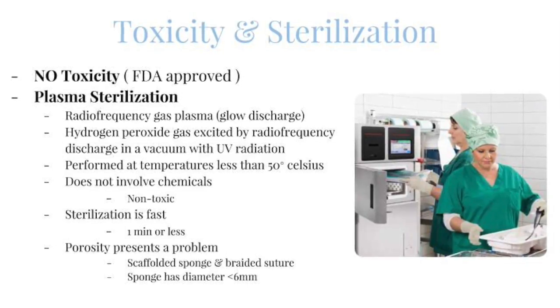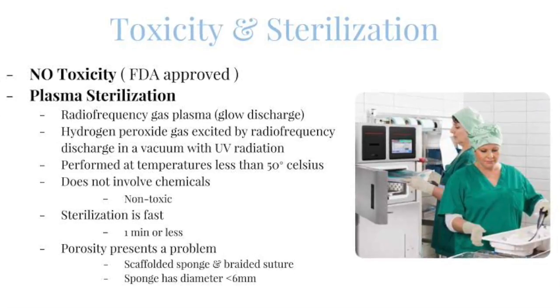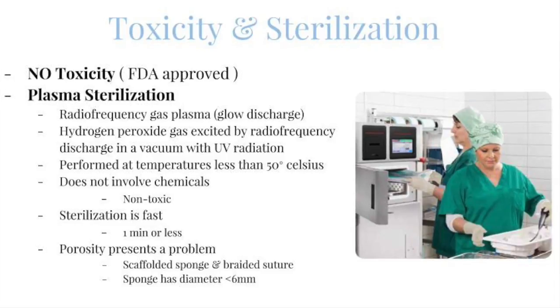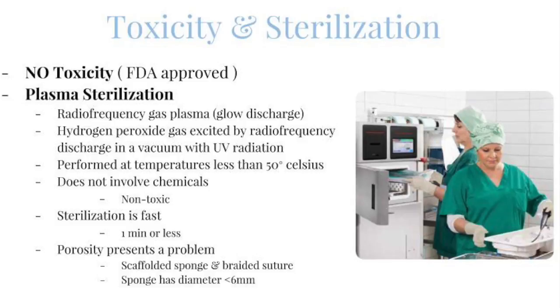However, porosity presents a problem in woven material, such as our scaffolded sponge and braided suture. Additionally, the sponge is designed to have a diameter of less than 6 millimeters because it fits tightly to the ACL, which has an average diameter of 3.5 millimeters.